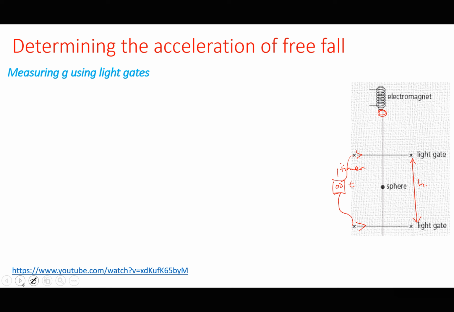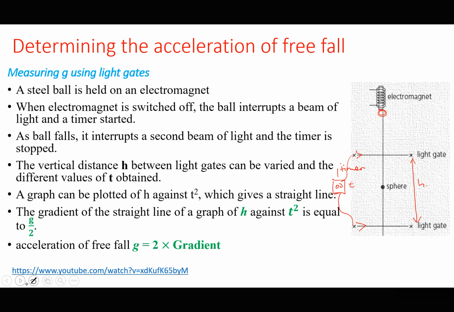So we shall still measure the distance between the light gates. A steel ball is held on an electromagnet, and when the electromagnet is switched off, the ball intercepts the light, and a timer is started. As the ball falls, it interrupts the second beam of light, and the timer stops. So it is an automatic timer. We just measure the vertical distance h between the two light gates using maybe a ruler or a tape measure.